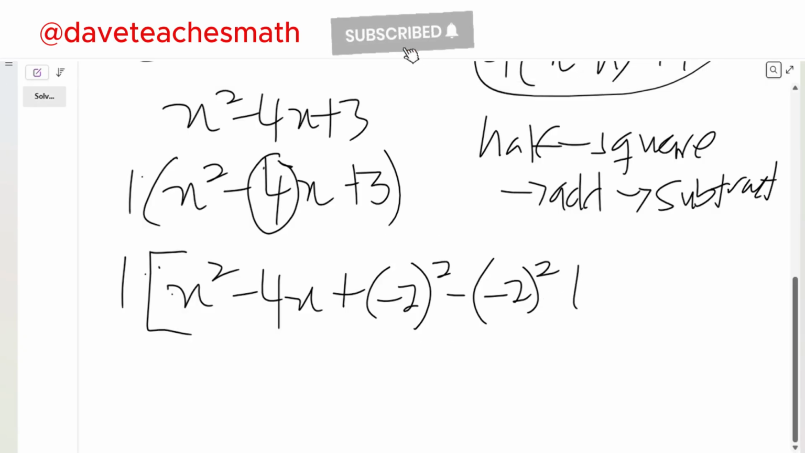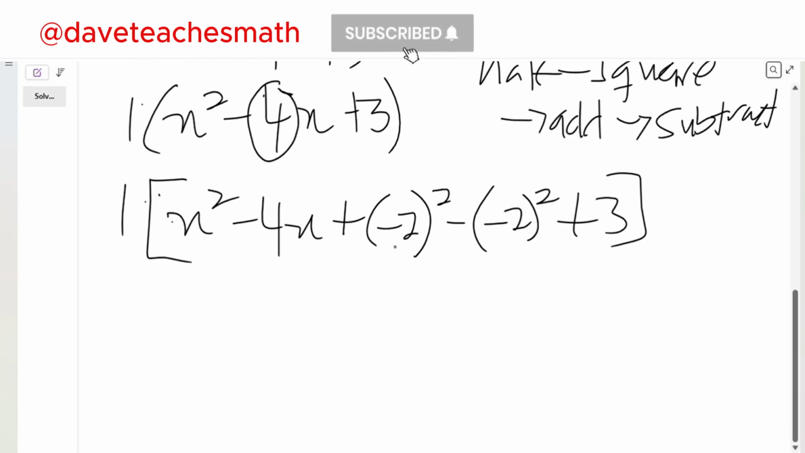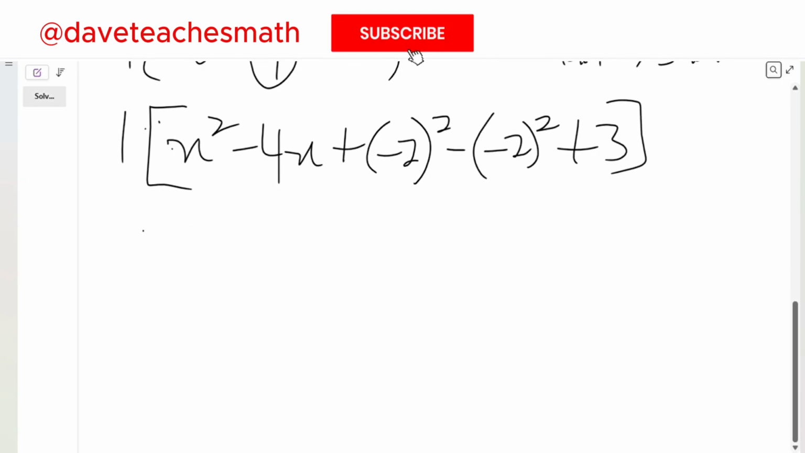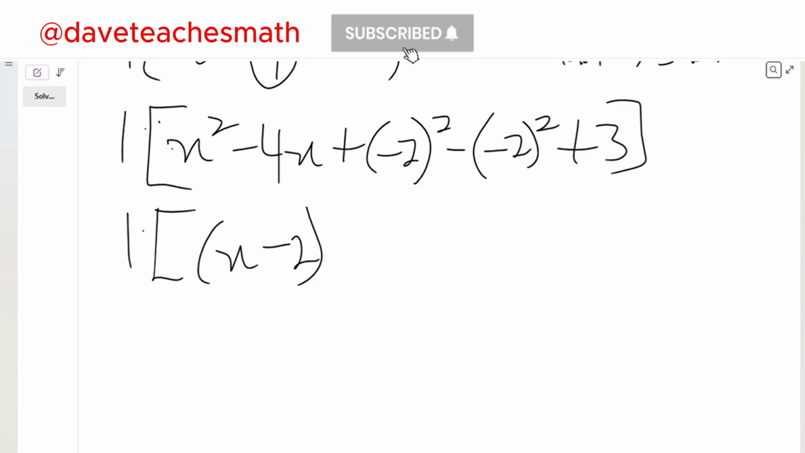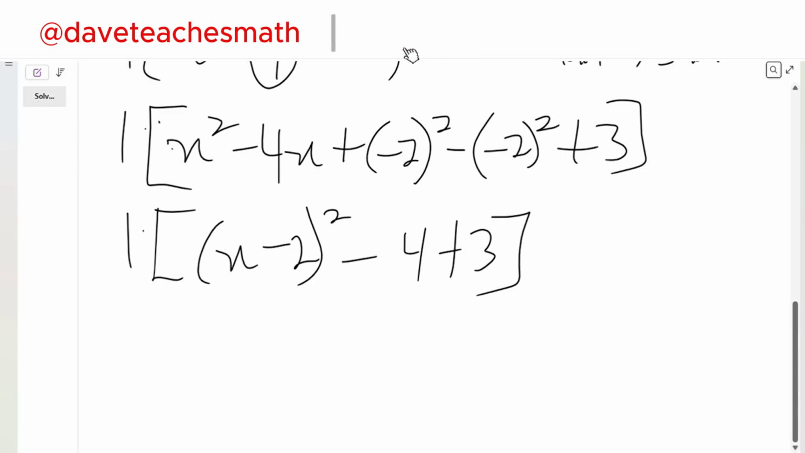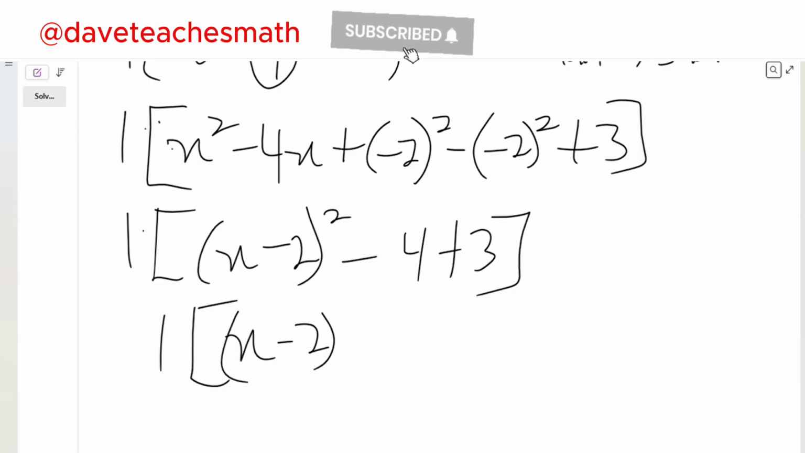Okay, plus 3 bracket close. Okay, so we are going to have 1 outside. So you are going to have x minus 2 all squared. The square of negative 2 is going to give us 4 plus 3 bracket close. Okay, so now we are going to have 1 into bracket x minus 2 all squared. Negative 4 plus 3 is going to give us negative 1.